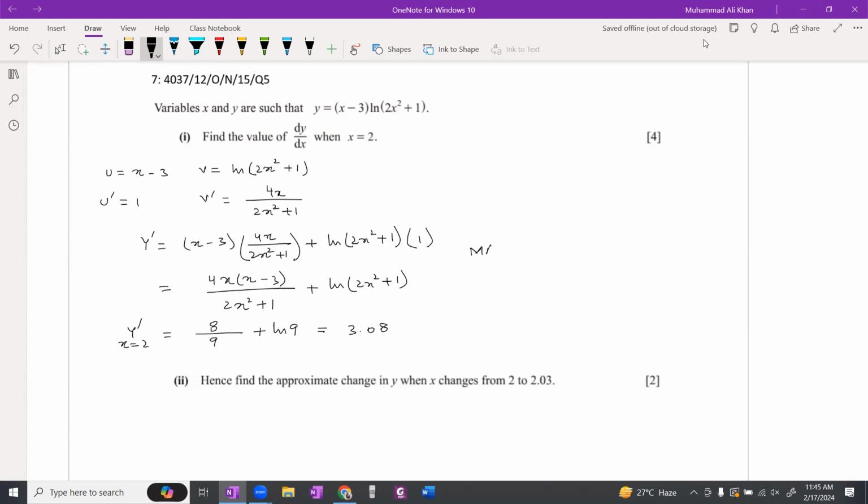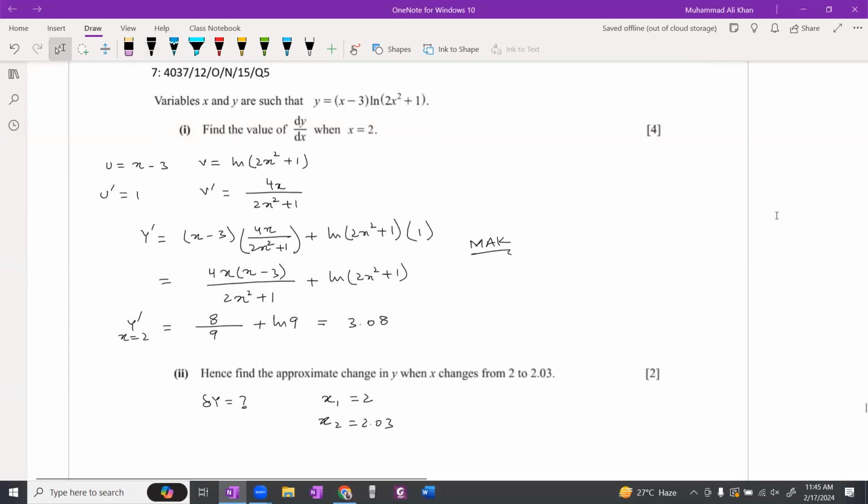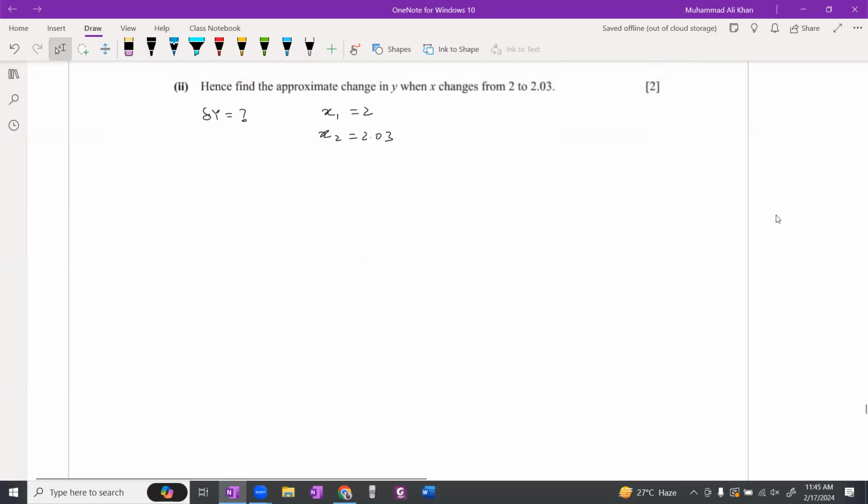Now, in the second part: hence find the approximate change in y when x changes from 2 to 2.03. Approximate change in y. It means we have to calculate del y. What is x1? x1 is 2. What is x2? x2 is 2.03. So, what is del x? It is x2 minus x1, which equals 0.03.